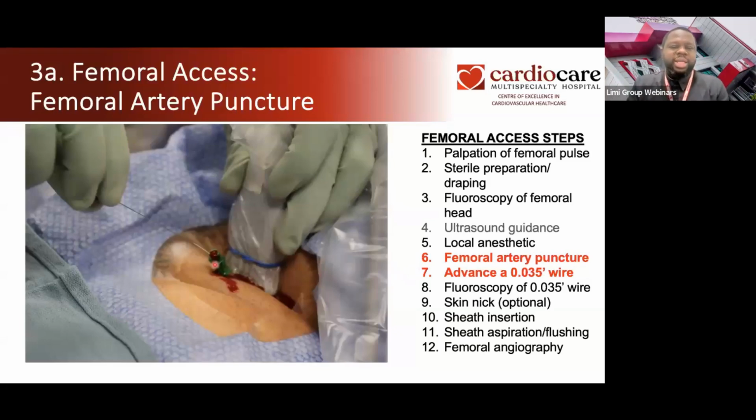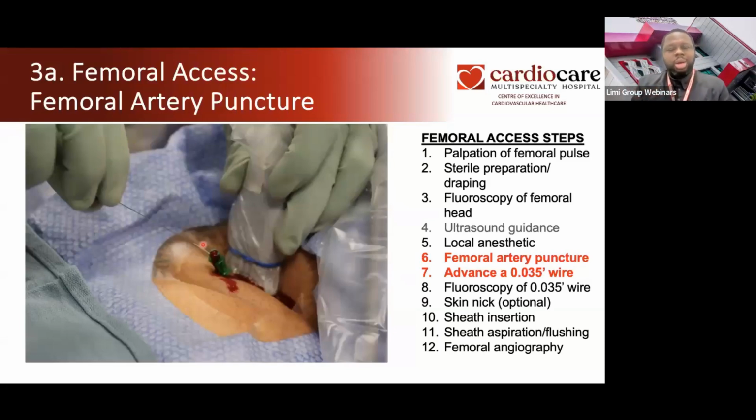So once we get the access, and it's similar for the radial, the next thing we do is put in a wire. This is a 0.035-inch wire. That is the thickness of the wire. We use 0.035-inch wires typically for peripheral vessels. We could also use a 0.018 wire, sometimes for distal leg vessels. But for these major vessels, we use the 0.035 wire. When we are entering the coronary vessels, however, we use 0.014, much smaller, much thinner.